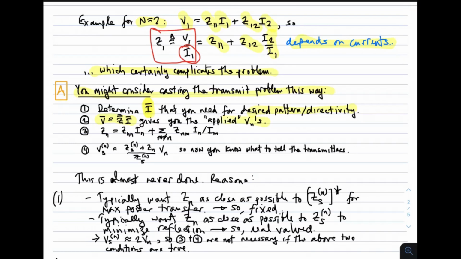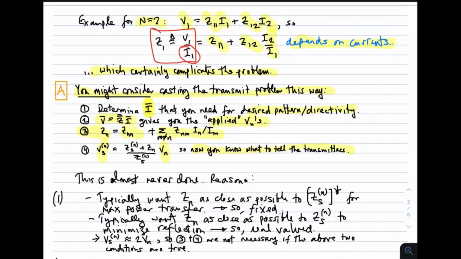And that would give you the applied, what we've been calling the applied voltages. Then in step 3, you could find the active impedance. That's simply using the expression that we already came up with. It's going to be the self-impedance plus the sum of terms, which depend on both mutual impedances and the currents on those antennas. That would give you the active impedance for each one of the antennas. And then you could solve for the source voltages in the Thevenin equivalent model, given those applied voltages. So now you know what to tell the transmitter.